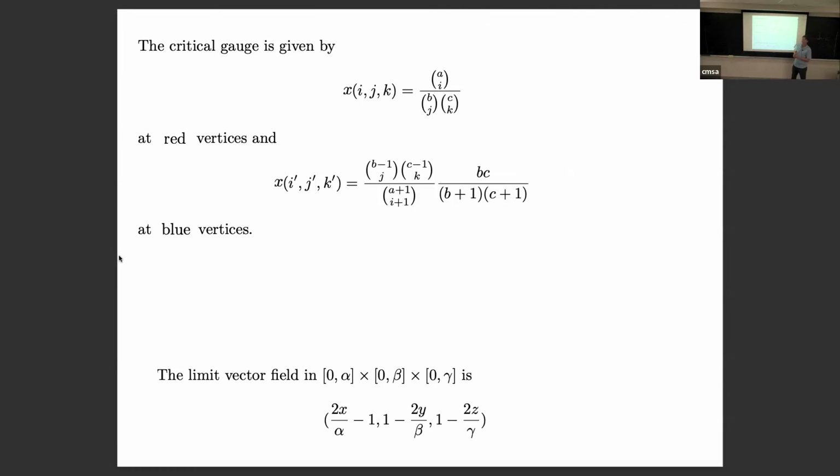You showed us the numbers for the critical gauge in the 2D case, but you didn't show us the formula. Does it look similar? Oh, it looks very similar. It's just ratios of binomial coefficients. It's in the paper. I can show you afterwards. But yeah, these are the values on the vertices, and then you multiply them to get the value on the edges. And when you multiply these binomial coefficients, there's some cancellation.